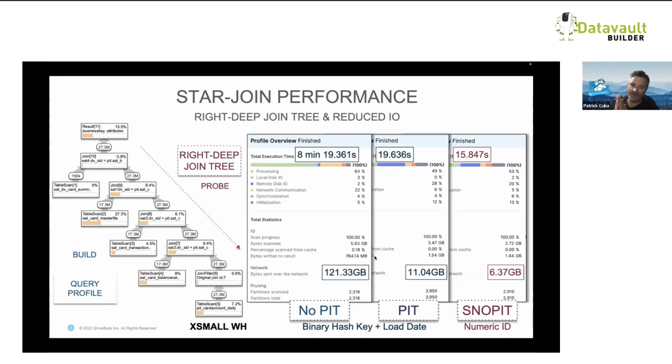And all these stats were run on an extra small warehouse, the smallest one available. So from 11 gigs to 6 gigs, and the time is shortened by another 4 seconds, which on a platform like Snowflake, which charges you for consumption, in other words, for running queries, you could save a couple of queries or a couple of credits just using the SnoPIT structure.